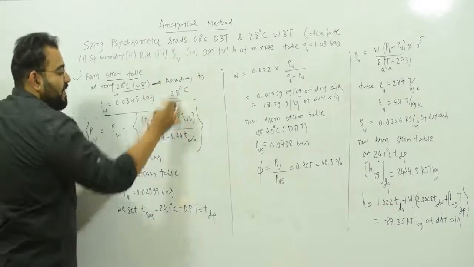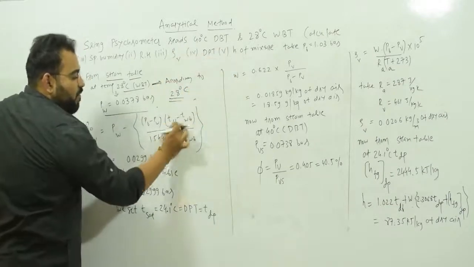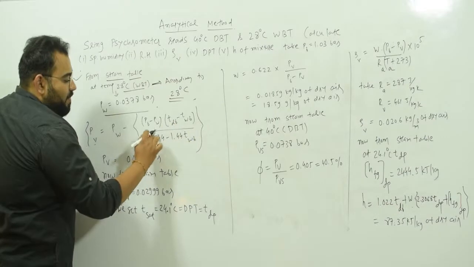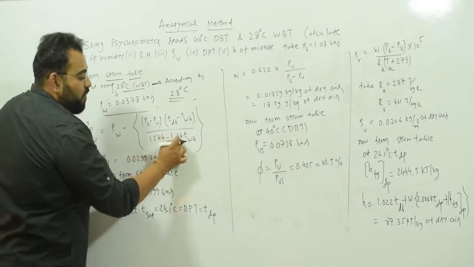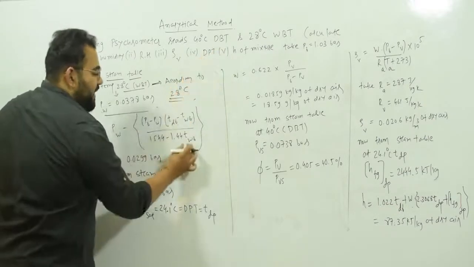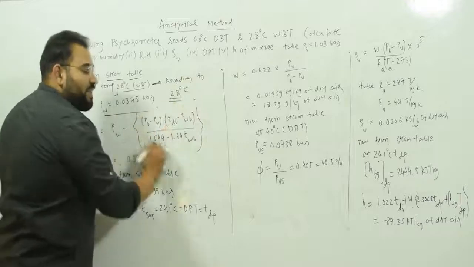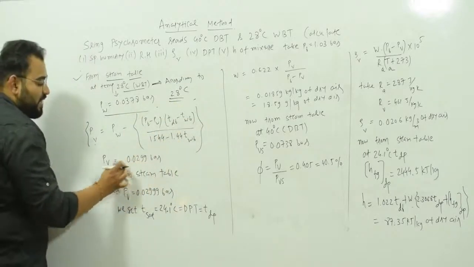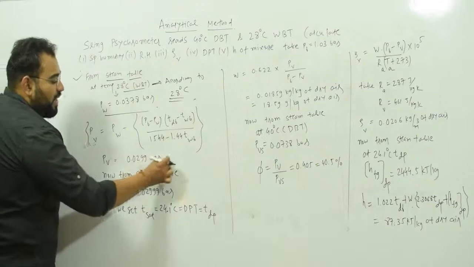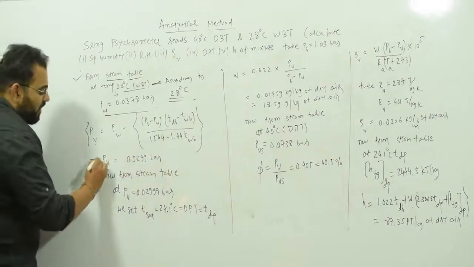So PW we have already put over here, minus PB, which is 1.03 bar, minus PW 0.0378 bar, times dry bulb, how much, 40 degrees Celsius, minus wet bulb 28, divided by 1544 minus 1.44 times TWB, wet bulb, how much, 28 degrees Celsius. So keep the values in degrees Celsius only and find the answer. That answer will be 0.0299 bar. So this is how we can find the vapor pressure.